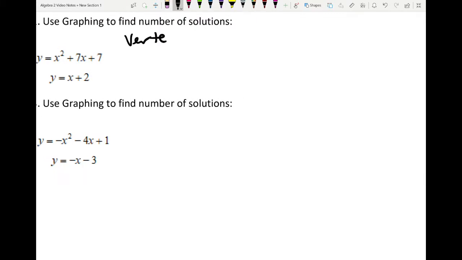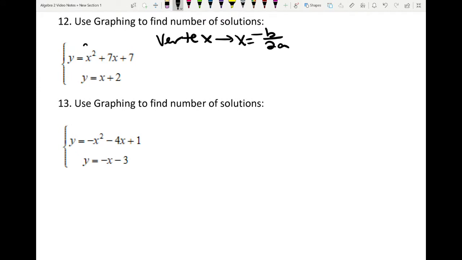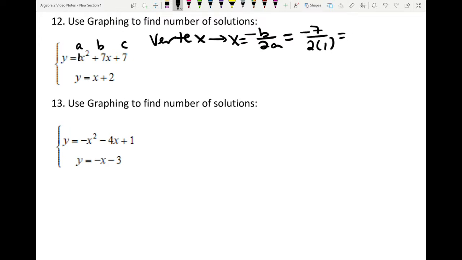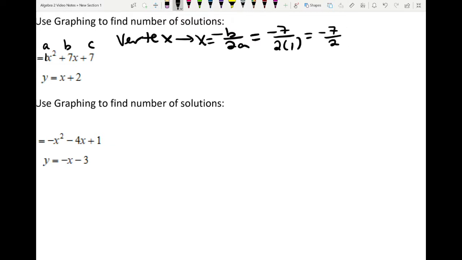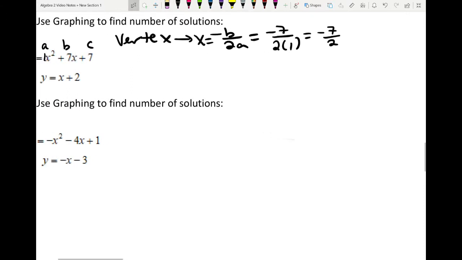Remember, to find the vertex, we need to use the formula negative b over 2a. That gives us the x-coordinate of the vertex, right? So let's find out a, b, and c. A is 1, b is 7. So if you plug it in here, negative 7 over 2, that's negative 3.5. So our vertex is on the negative side.